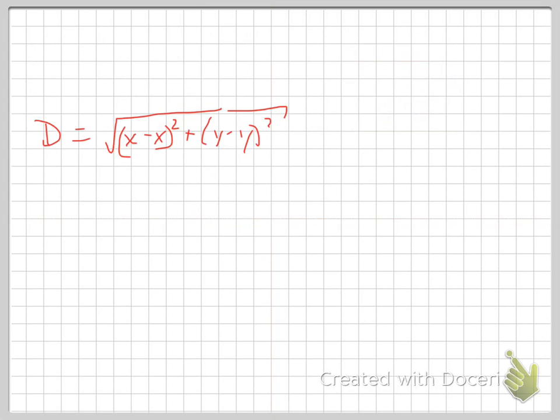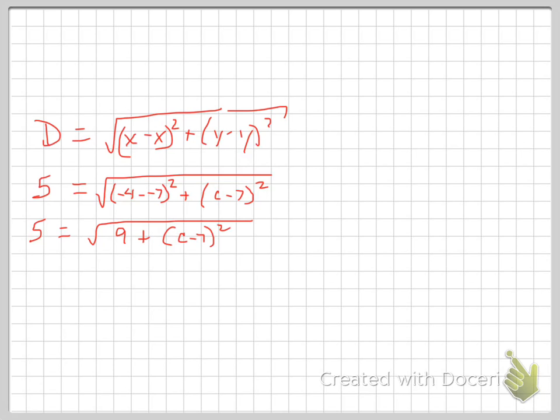Here's another way to do it. Take the distance formula that I showed you and put in everything that you know, which would be that the distance is 5 and the 2 points that they gave you, plug them in. And now what you want to do is solve for C. So you've got to start moving everything over to the 5 side except for C. So negative 4 minus negative 7 is 3, squared is 9.